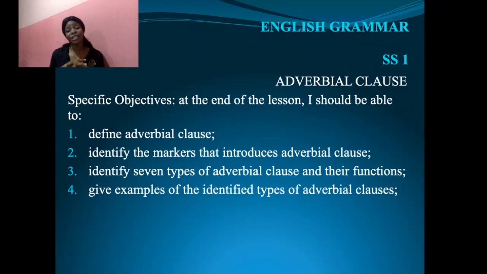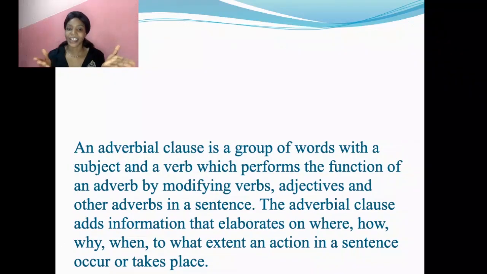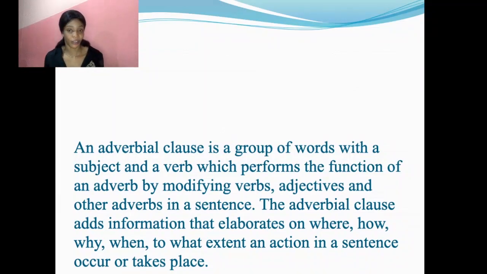Now, the dependent clause, which is also known as a subordinate clause, is divided into 3 types. We have the noun clause, the adjectival clause, and the adverbial clause. So today we are going to be looking at the adverbial clause. Now, what is an adverbial clause? An adverbial clause is a group of words with a subject and a verb which performs the function of an adverb.